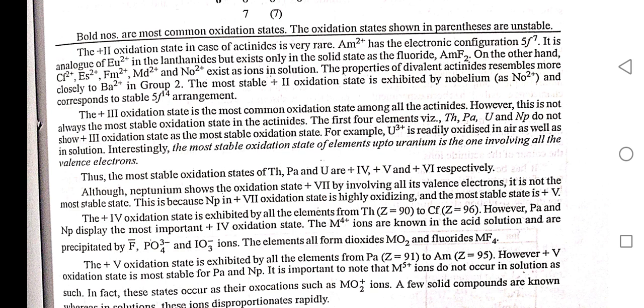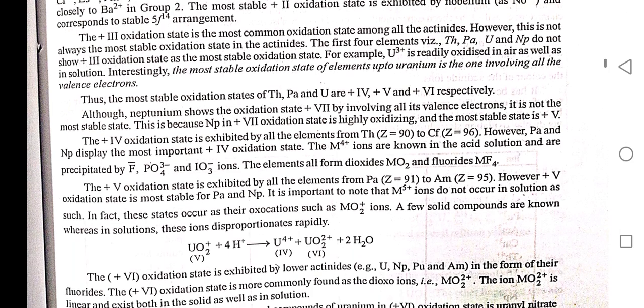The +4 oxidation state is exhibited by all elements from thorium, atomic number 90, to californium, atomic number 96. However, Pa and Np display the +5 oxidation state more importantly, and Th the +4 oxidation state. The M4+ ions are known in acid solutions and are precipitated by F-, PO4 3-, and IO3- ions. The elements form dioxides MO2 and fluorides MF4.